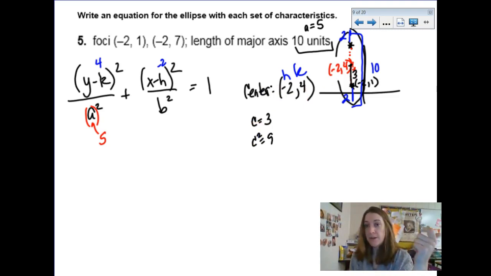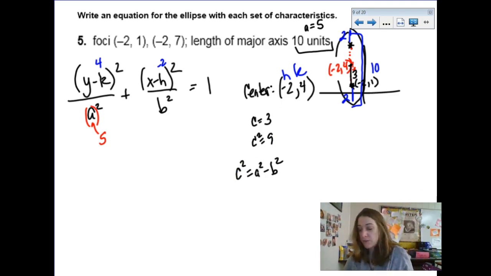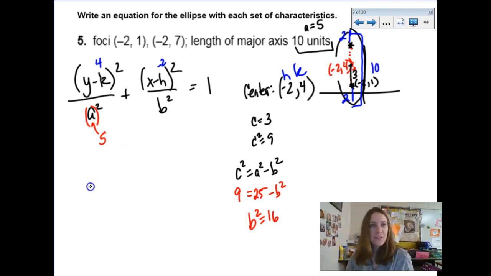So now with a squared and c squared, I can find b squared. So using my formula, c squared equals a squared minus b squared. And all I need to do is solve for b squared, because they just want the formula. c squared is 9, a squared is 25, minus b squared, so that would be -16 divided by negative. Alright, so b is 4. Oh, why did I do that? I don't want that. I just want b squared. b squared is 16. There we go. We're good to go. Let's plug everything in.